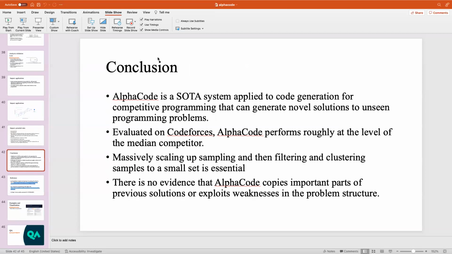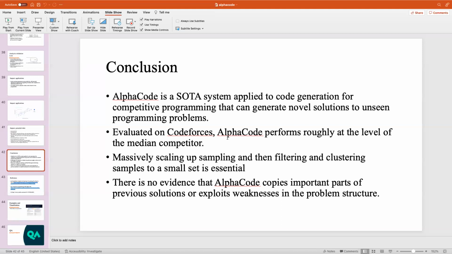AlphaCode is a SOTA system for code generation for competitive programming, and it could solve even unseen programming problems. Evaluation on Codeforces shows that AlphaCode could roughly perform at the median level of the competitors, and massively scaling up sampling and then filtering and clustering is helpful in the competitive programming task.